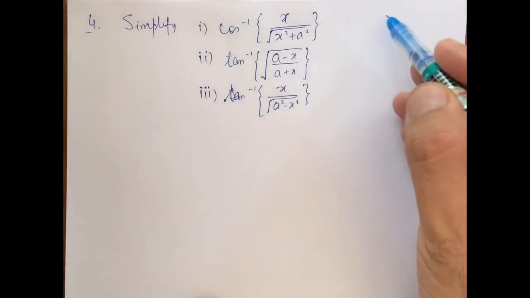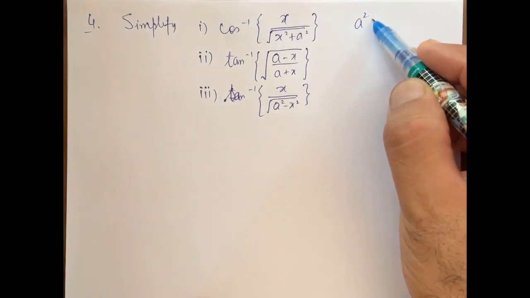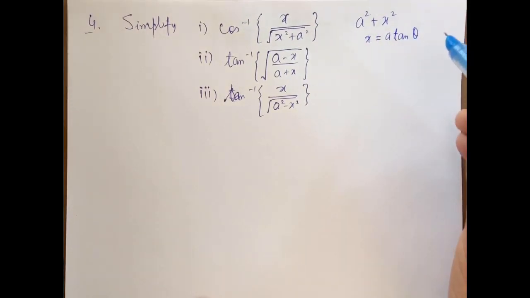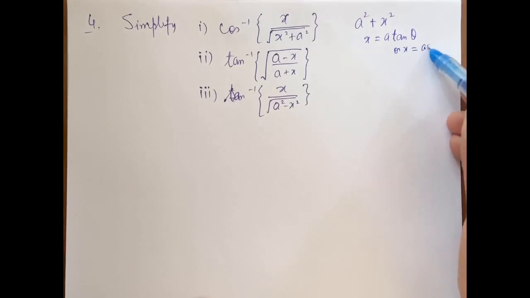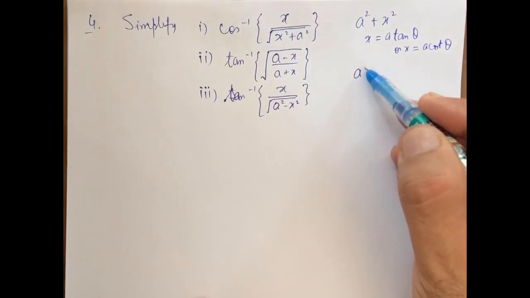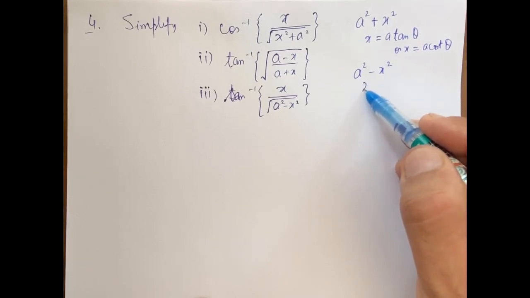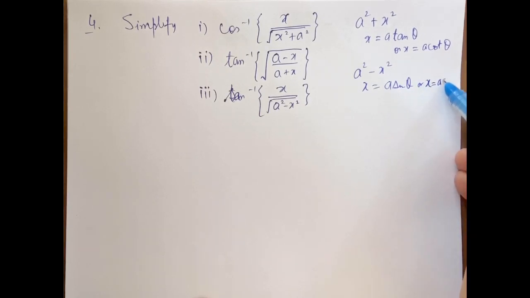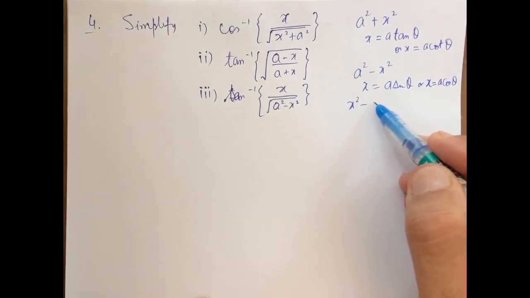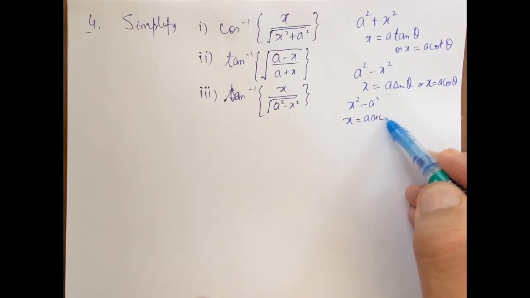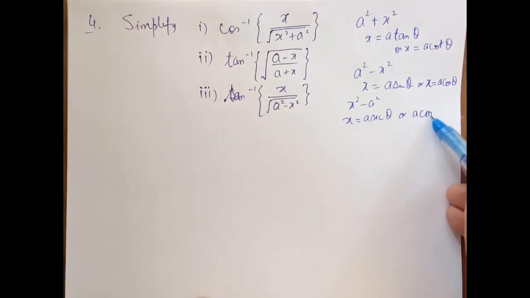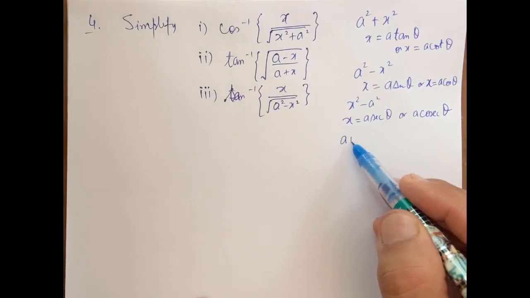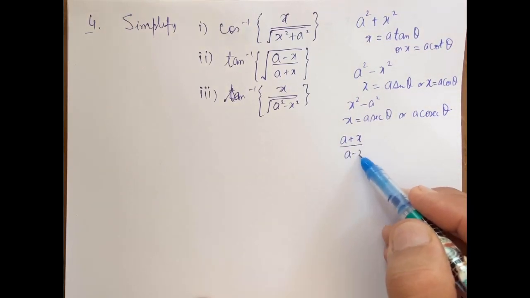Some substitutions. If we have an expression of the form a square plus x square, we put x is equal to a tan theta or x is equal to a cot theta. In case it's a square minus x square, the substitution is x is equal to a sin theta or x is equal to a cos theta. In case it's x square minus a square, x is a secant theta or a cosecant theta.